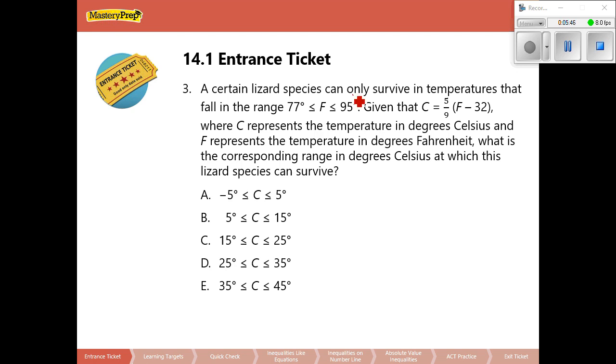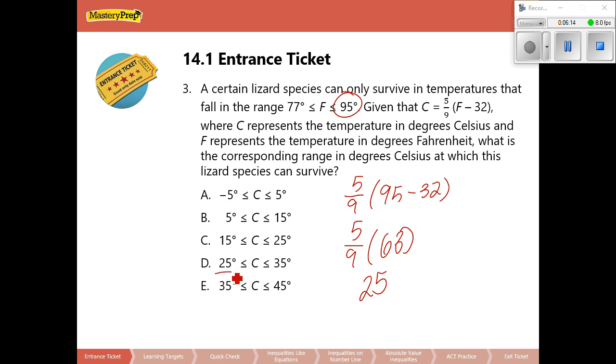I'm going to just take 95 and say 5/9 of 95 minus 32. Well, we can plug that into the calculator. Or if we did this by hand, it'd be 5/9 times 63, which works out to be 35. Well, 25 does show up twice.